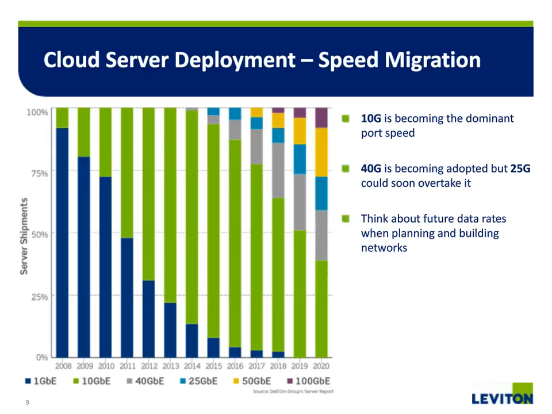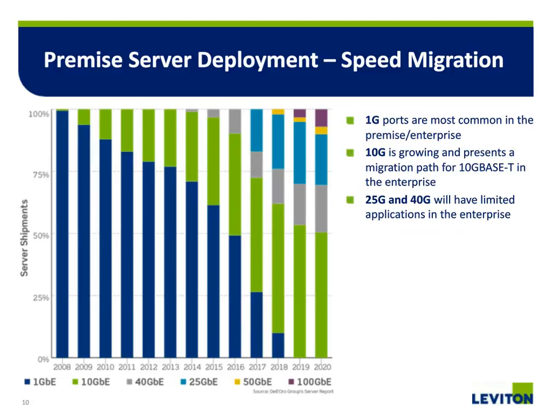Conversely, if we look at the premise server deployment, and you can primarily think about this as your switches and servers that are in your telecom closet, there's still a predominant use of 1G ports in there. But when you start to look at 2017, 18, and 19, you're going to start to see a pretty significant shift towards the 10G ports out in the telecom closet. And this is going to impact the type of cabling we want to be putting in place in or throughout our building.